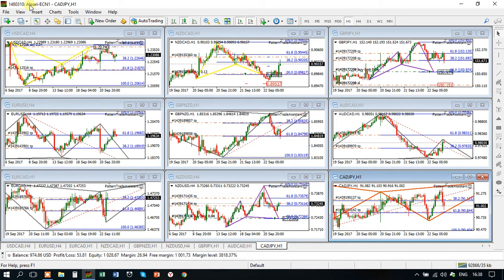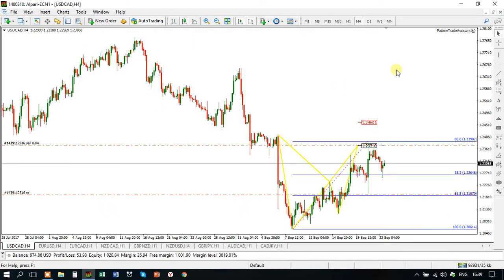It is LPerry ECN. I'm not using demo because on real accounts we have real money at stake, we have real emotions. I started that from 500, somewhere around 500, and now I am at 974. This is an update of my trades. So far I have the following trades on my platform.